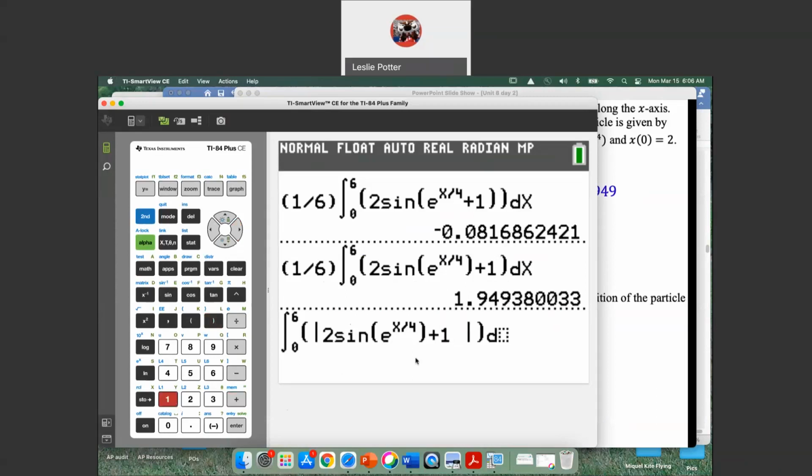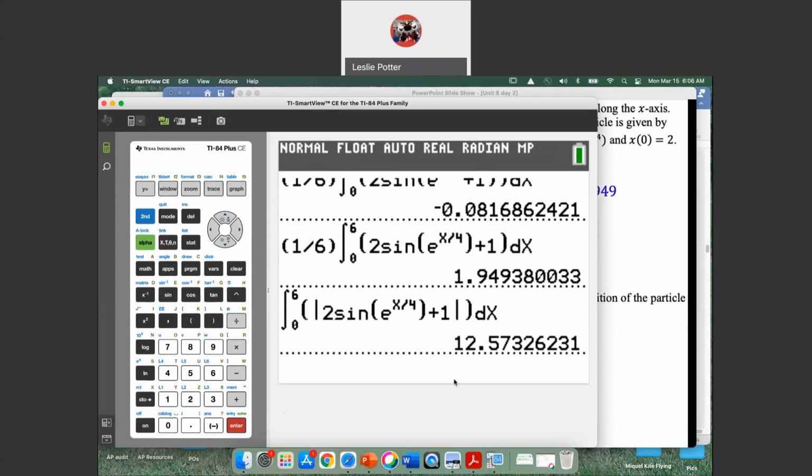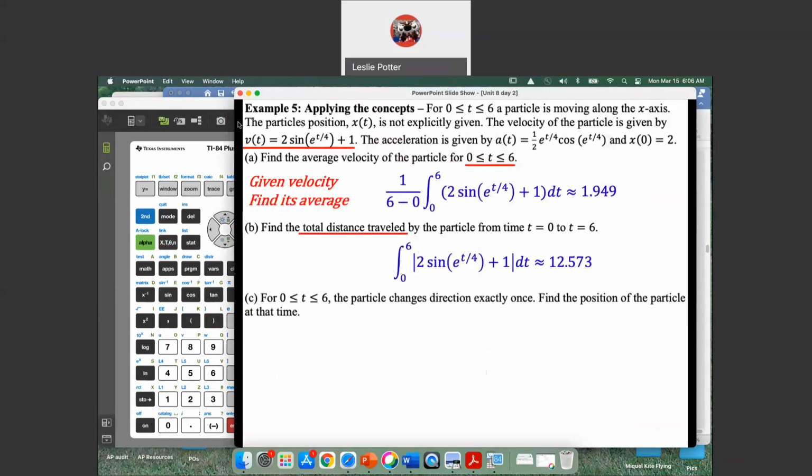So now I have, and then let me put the variable of integration here before I start talking about what I have. Okay, so I have the velocity function. I have my absolute values on the outside of the whole velocity function. And I hit enter. It's going to take a little while because the absolute value is a little cumbersome. And it's 12.573. So that is my answer, 12.573.